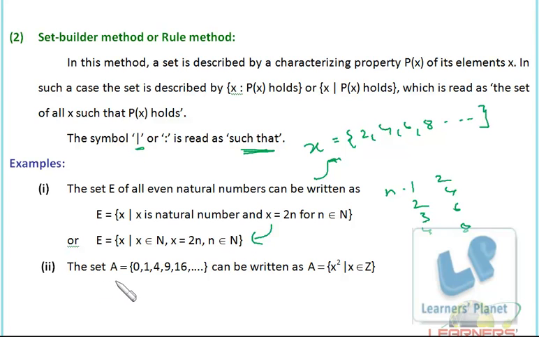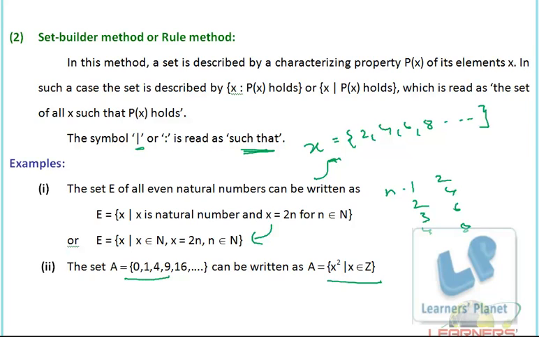Similarly, the set A is 0, 1, 4, 9, 16, and these are nothing but the squares of the whole numbers, and can be written as A is equal to x squared, where x belongs to Z, right? So Z is what? The set of integers. Suppose you take -1, then the square will be 1. If you take -2, then the square will be 4. So the square of -2 and 2, both of them will be 4. Okay, so this is the Roster method, and this is the set builder method.